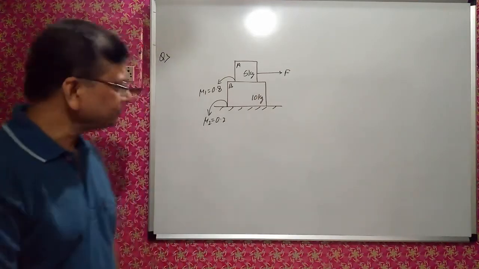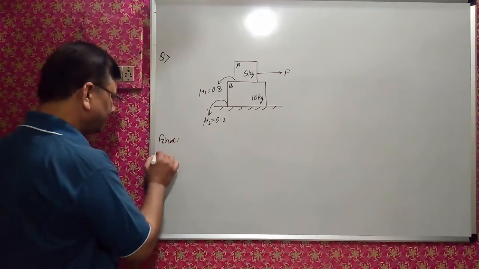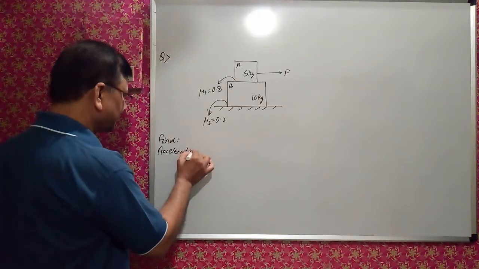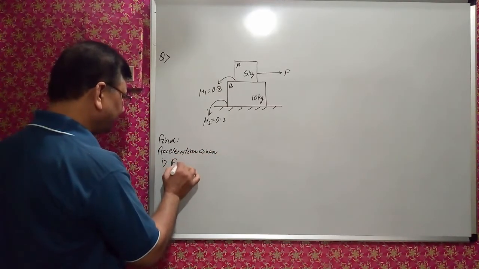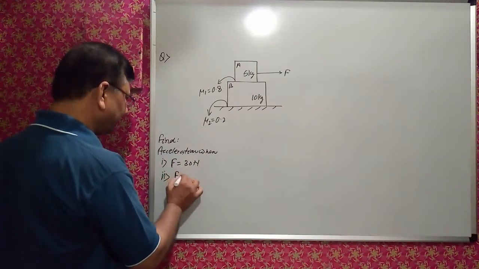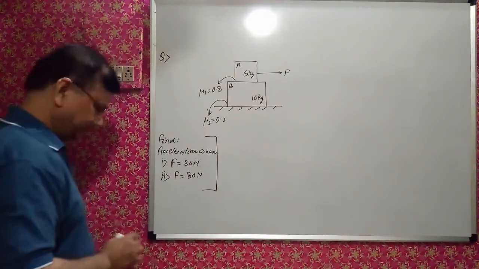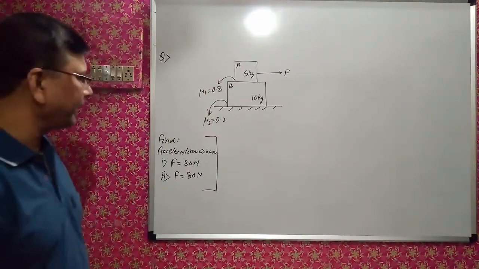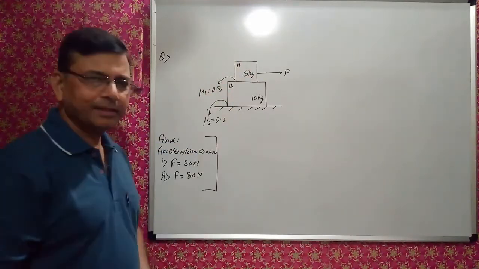Right? So we have to find acceleration when first F is 30 Newton, second when F is suppose 80 Newton. In these two conditions we have to find the acceleration of the block A and B. Right? These things are given.